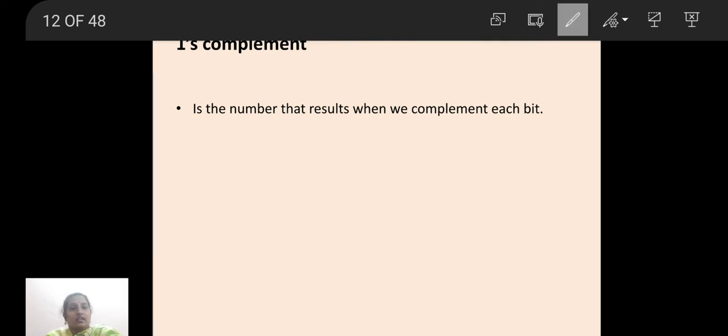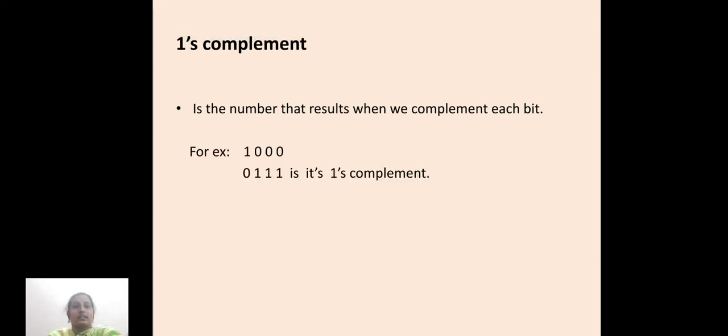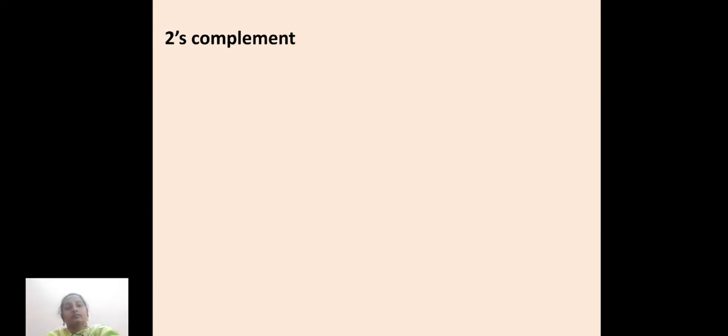Is it clear? Okay, once see the slide. See, 100 is the binary number. Its ones complement is 0 1 1 1. All ones are converted into zeros and all zeros are converted into ones. Is it clear? Okay. Next, twos complement. What is meant by twos complement? Once see here.